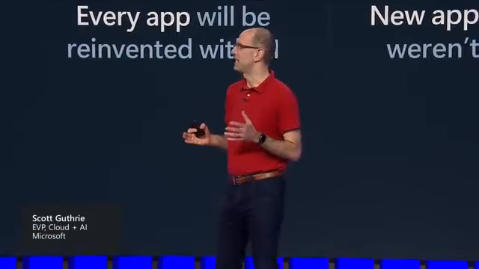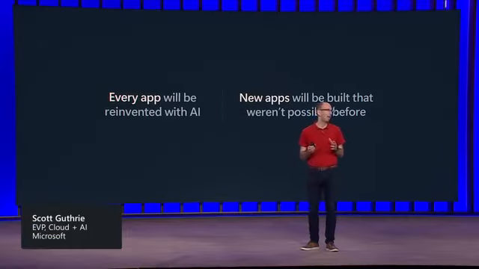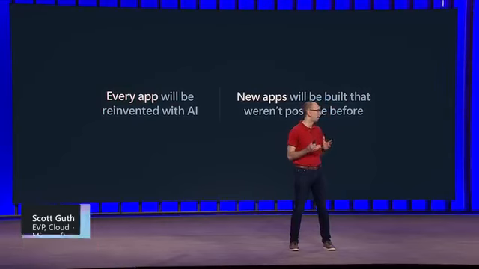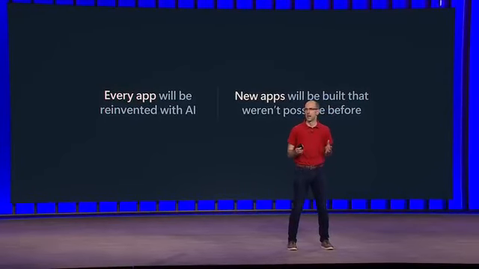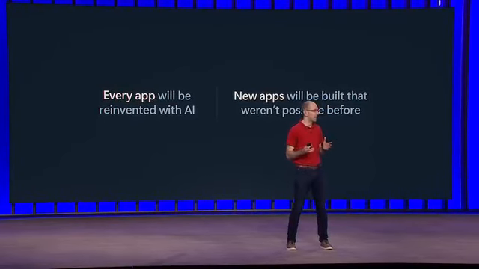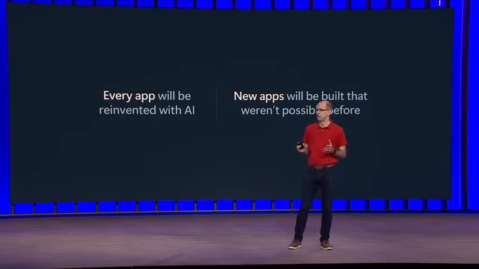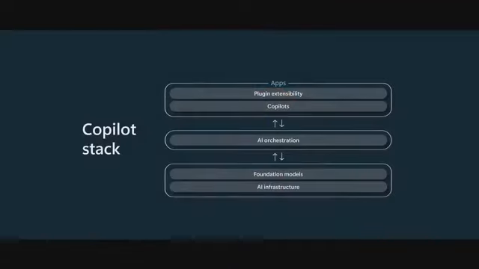As Kevin and Satya have talked about today, AI is going to profoundly change how we work and how every organization operates. And every existing app is going to be reinvented with AI. And we're going to see new apps be built with AI that weren't possible before. And Kevin just walked us through the Copilot stack and explained the different layers involved in building solutions that take deep advantage of large AI models.